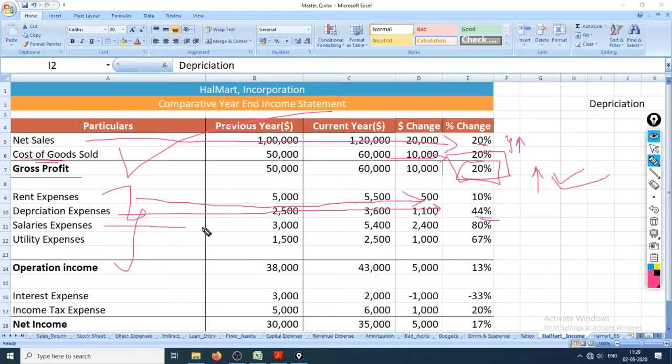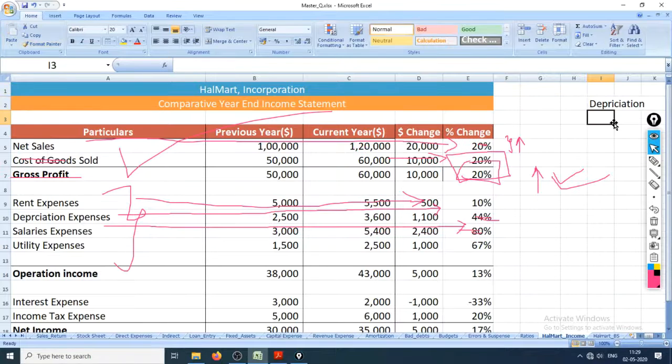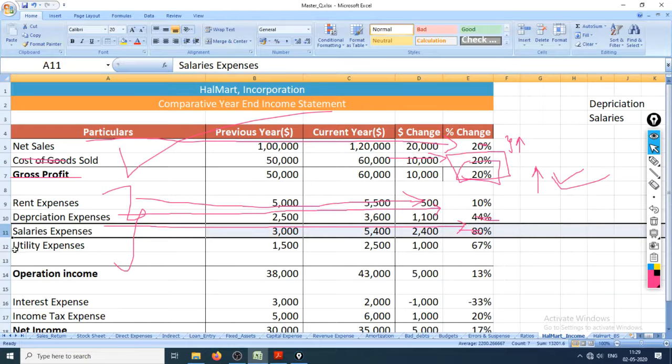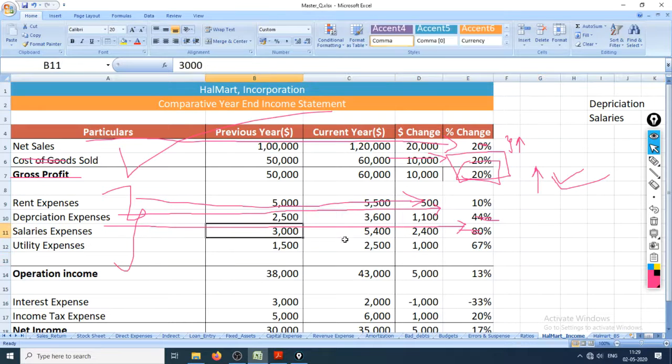Salary expenses, oops, 80%. This is also a big change. And why do we have this big change? This column invites us to check in detail the salaries of all the employees, and check if there is an increment in the number of employees, or if there is an increment in the salary amount. Even if the salary has increased by 80%, I'll tell you an analysis.